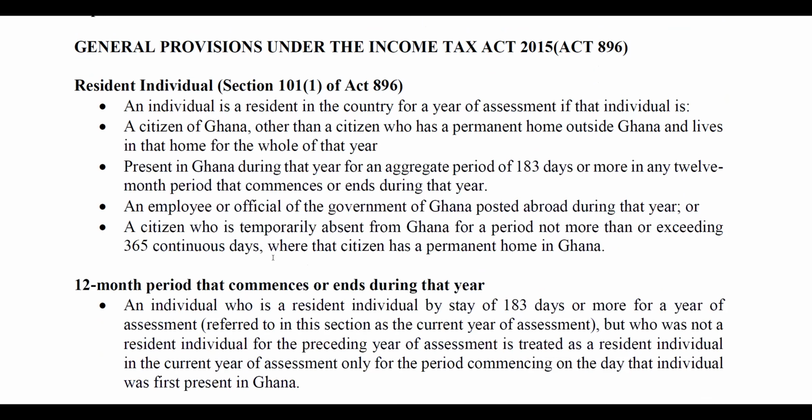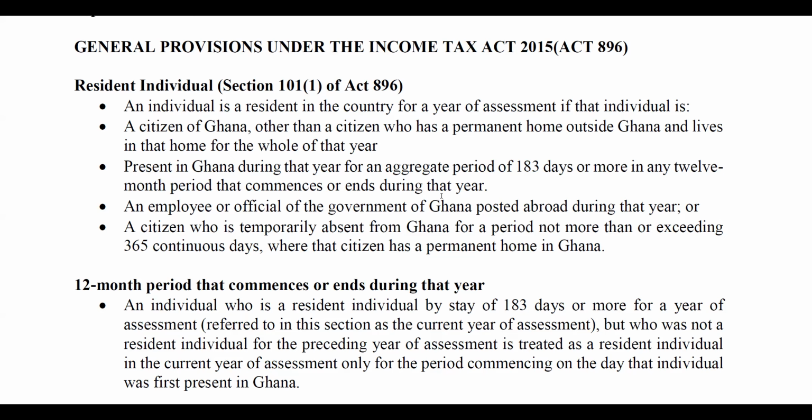Now, when you come to residence in Ghana, it's either you're a resident individual or a resident entity. A resident individual is a resident in the country for a year of assessment. Remember, I told you the last time that residence is determined yearly. Every year we assess you for residence. So if you're a citizen of Ghana, other than a citizen who has a permanent home outside Ghana and lives in that home for the whole year.